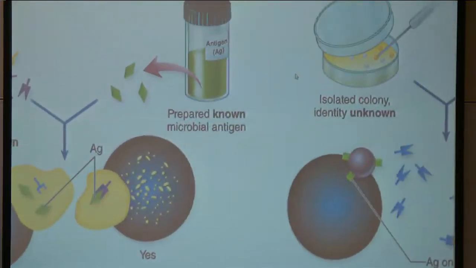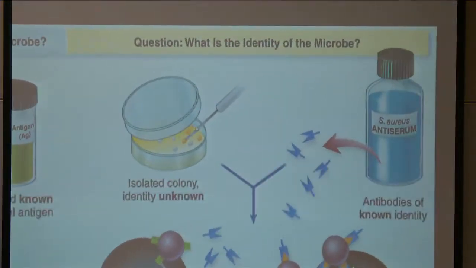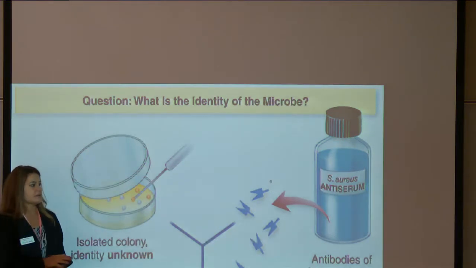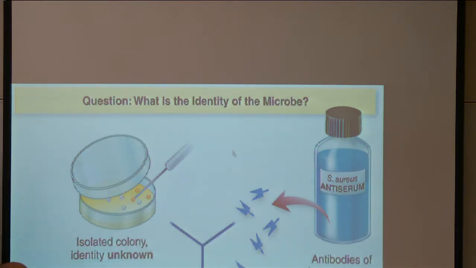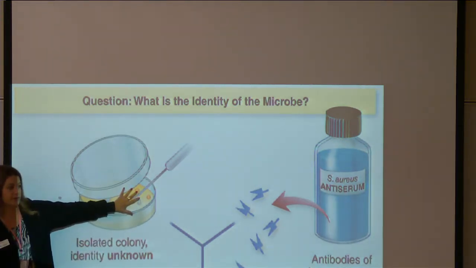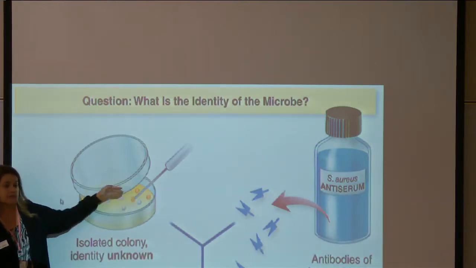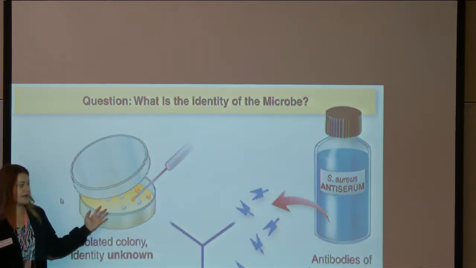On the other side, it's the same idea, just flip-flopped. Okay. What is the identity of the microbe? Which organism is infecting the patient? The question is, does the patient have a Staphylococcus aureus infection? Yes or no? So here's what we do. You isolate the organism from the patient. So you have the organism on a plate, and you're like, is it staph? How can we figure out if it's staph?